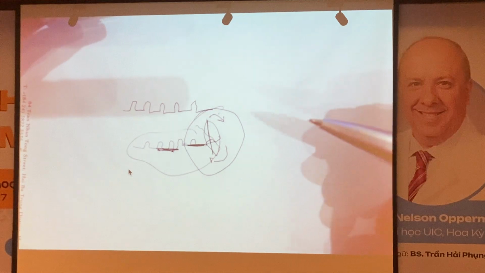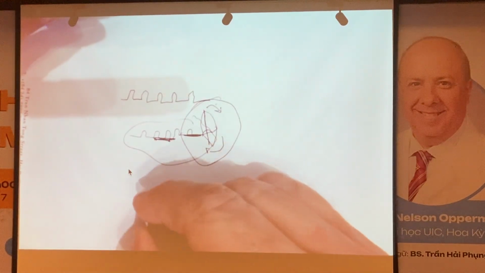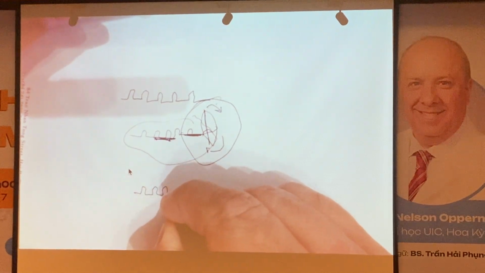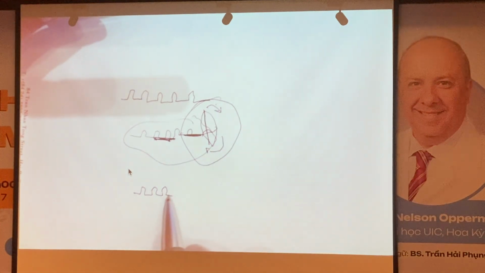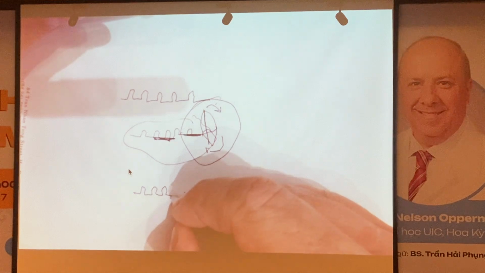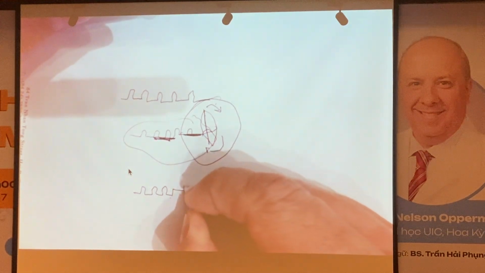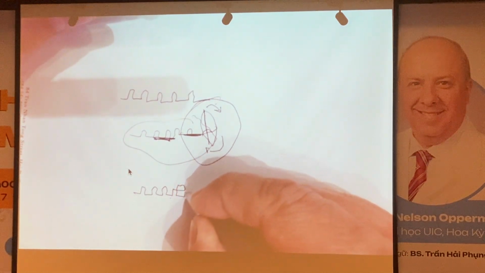So I started to use a new loop. If I construct the arch like this, between the canine and the first bicuspid, I put a loop like this.